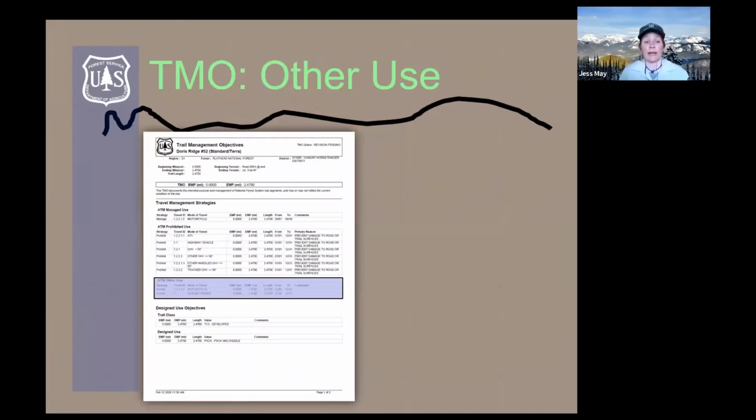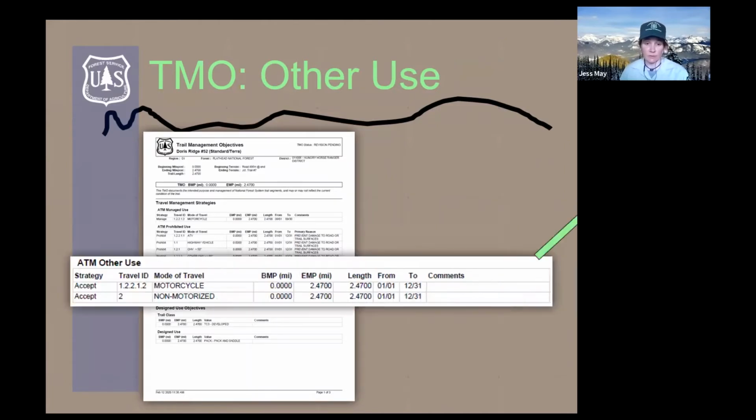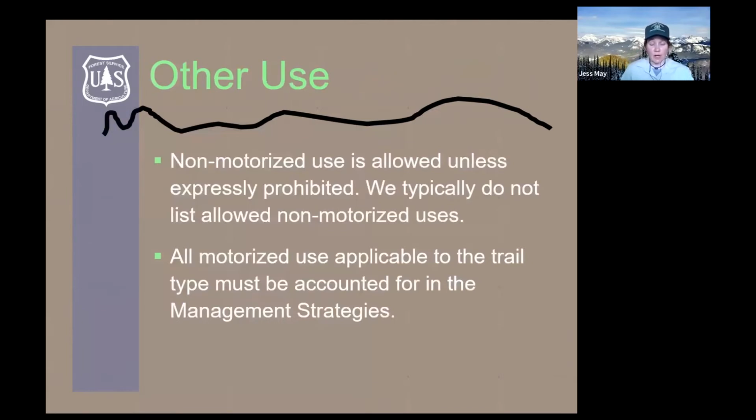Next up, we have other use. Other use is a little bit interesting because non-motorized use is allowed everywhere unless expressly prohibited. So we frequently don't actually write non-motorized uses into the other uses unless there is a specific reason. Let's say a history of conflict, or a change in management direction. So we want to specifically state that somebody is allowed there. But in general, with non-motorized, we assume it's allowed.